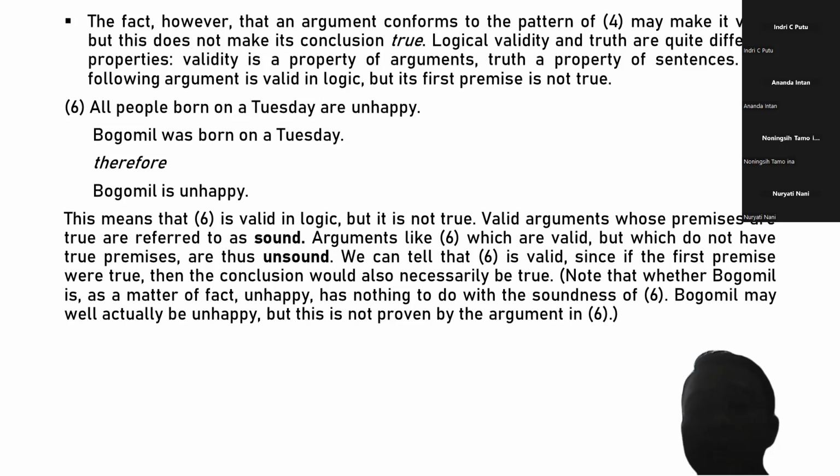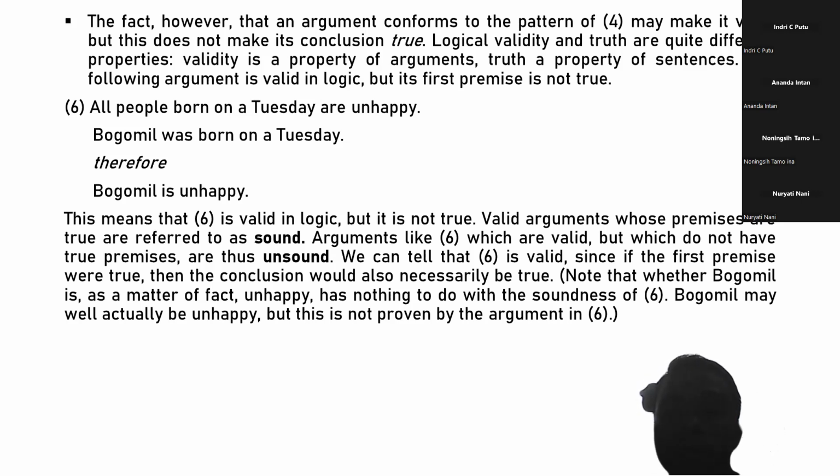This means that 6 is valid in logic. It is valid in logic, but it is not true. Not true refers to the property of a sentence. Valid arguments whose premises are true are referred to as sound. Arguments like 6, which are valid but which do not have true premises, are thus unsound.